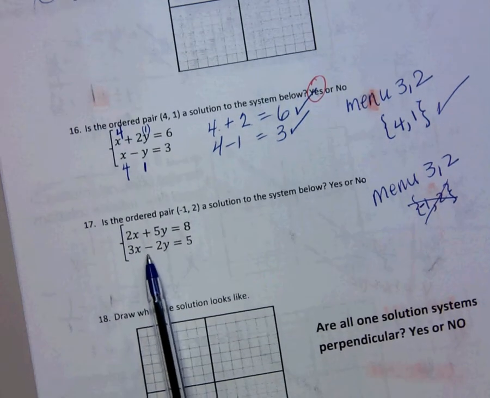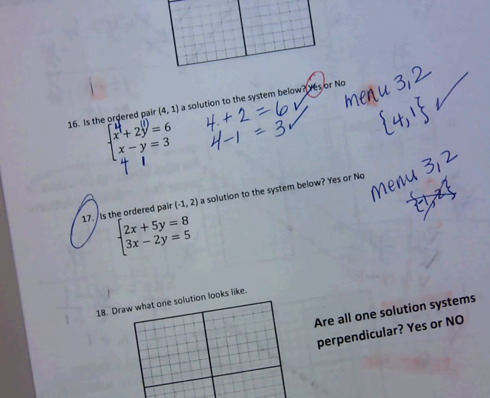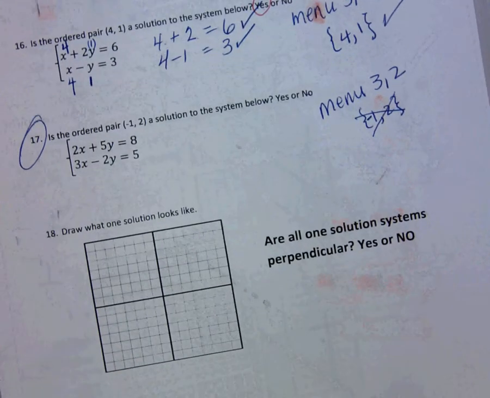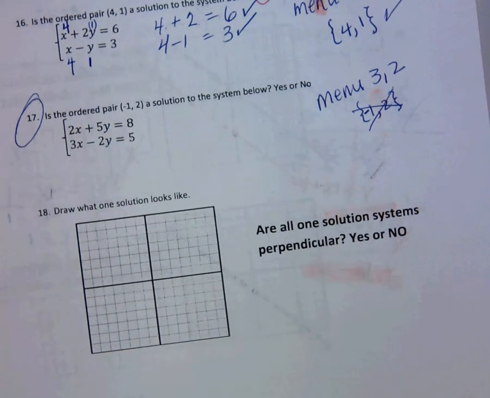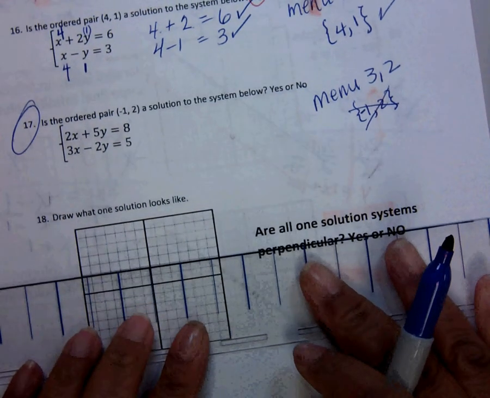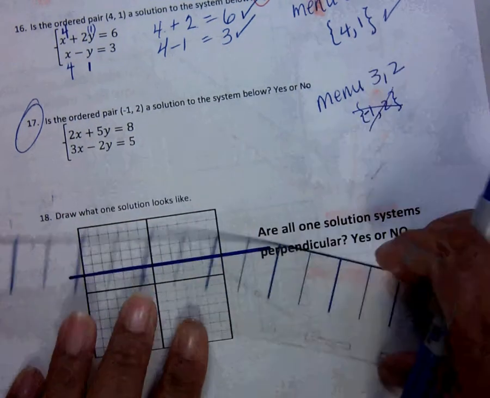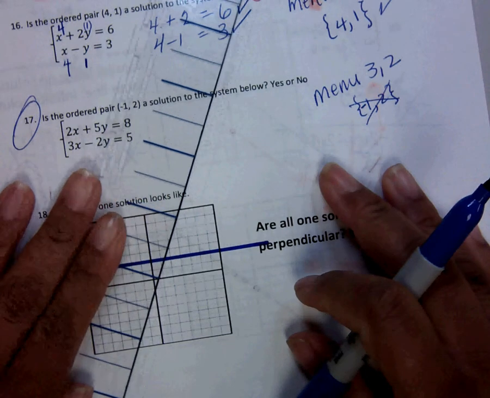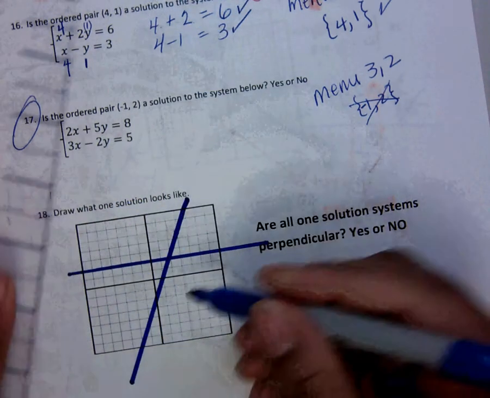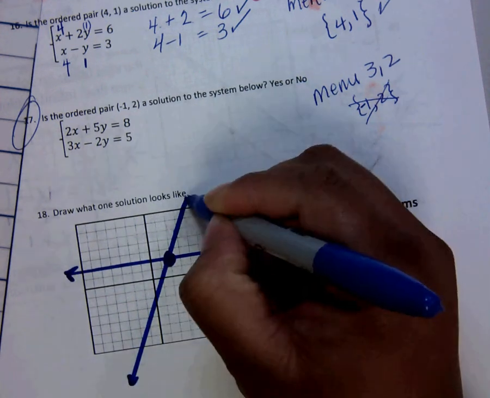Number 17, plug it in. I'm going to leave that one for you. On number 18, I wanted to know, draw what one solution looks like. So I'm going to use my straight edge quickly. And here we go. Draw what one solution problem looks like. So I'm just going to pick something. Okay, there's one solution.